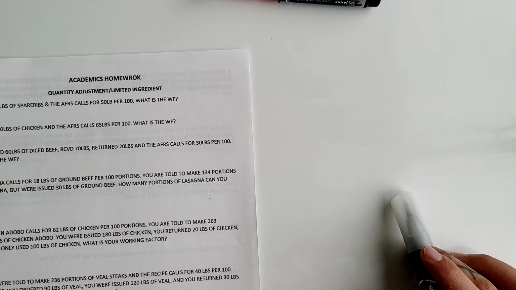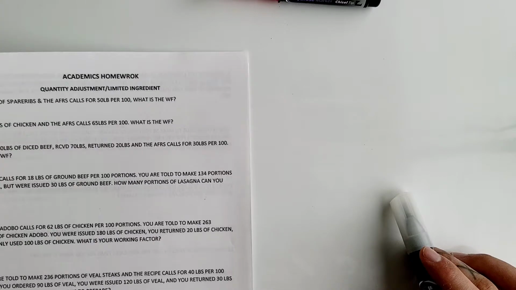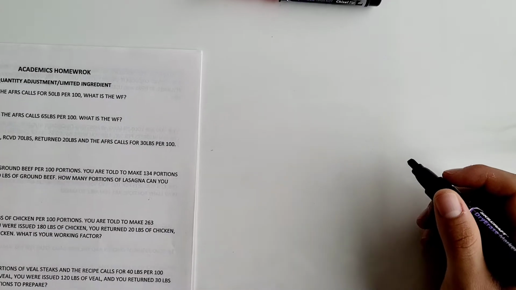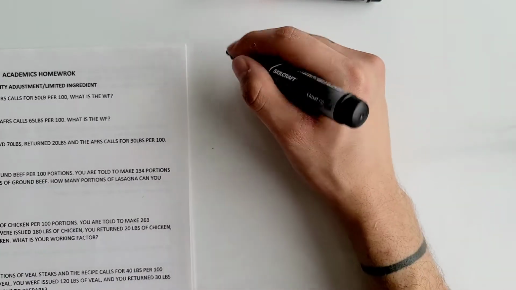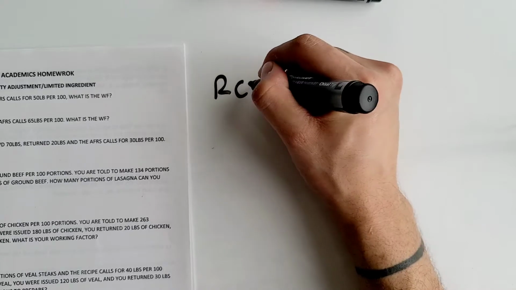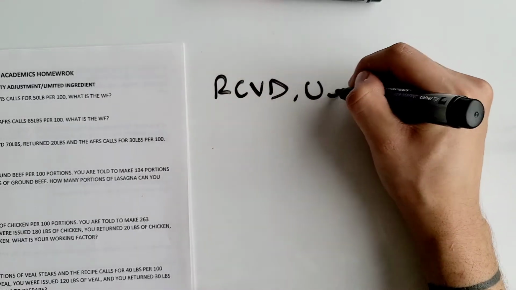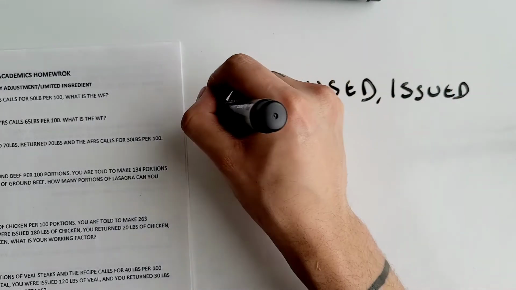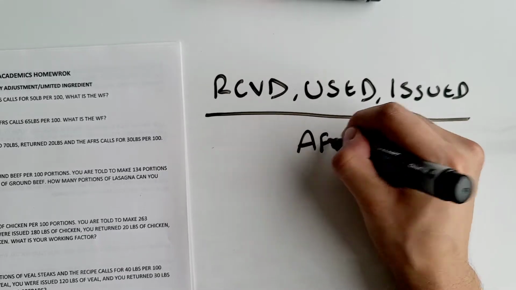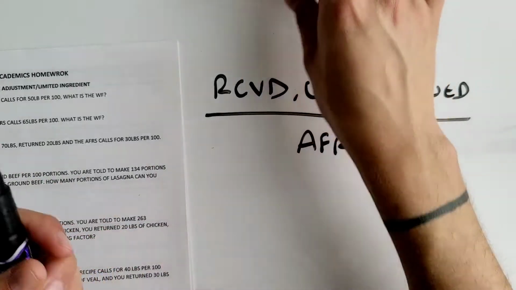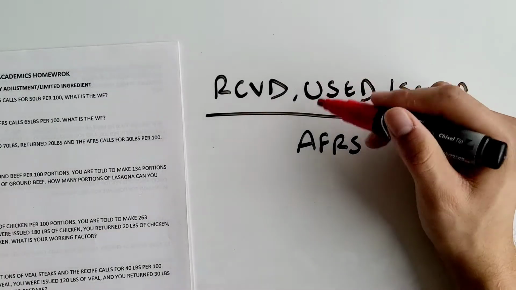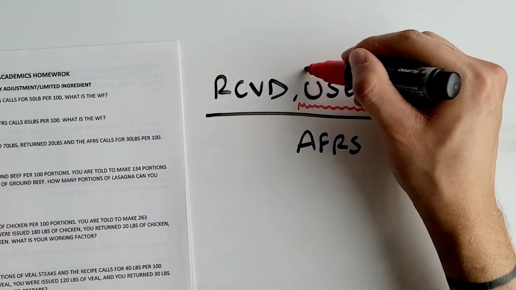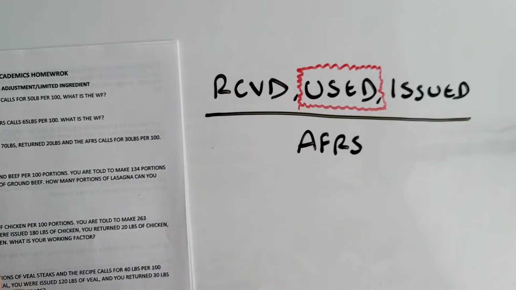Hey everyone, so we're going to continue on with these word problems, and we're going to be doing some more limited ingredient problems. So the formula for your limited ingredient is your received, so RCVD, or used, or issued, divided by your AFRS, or what your recipe calls for. So the main word you want to focus on is always this middle one, used. You always want to look out for this one when it comes to these limited ingredient word problems.